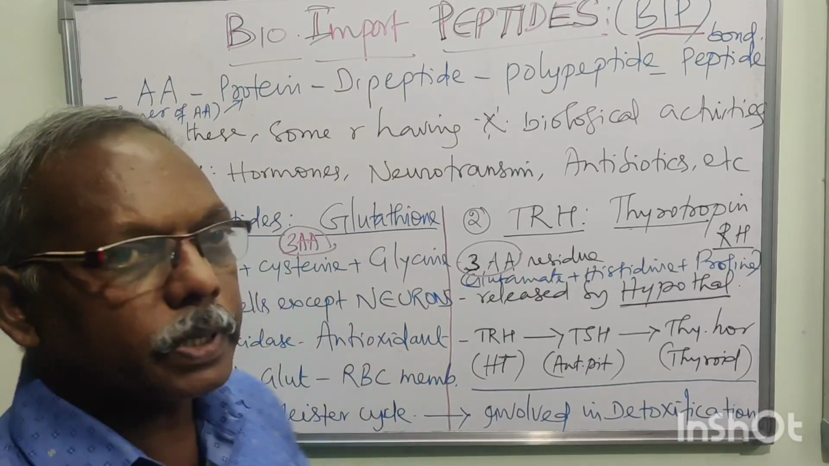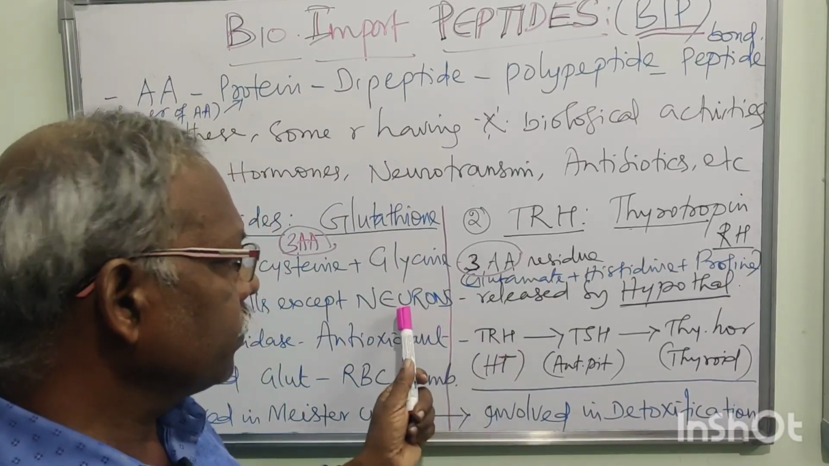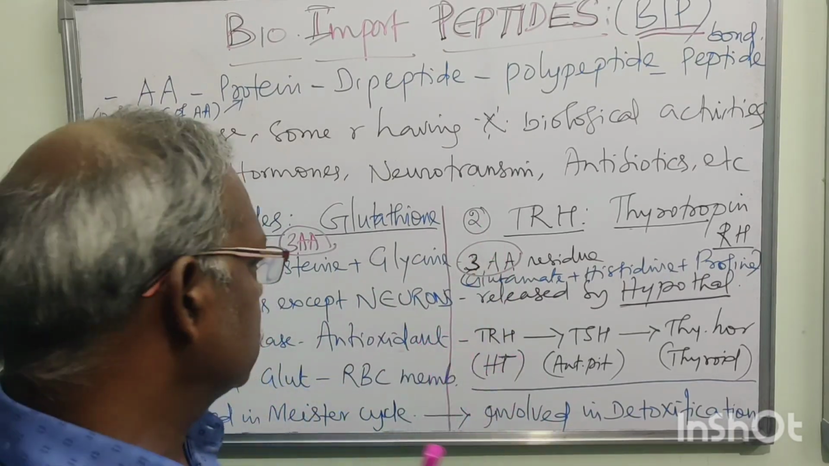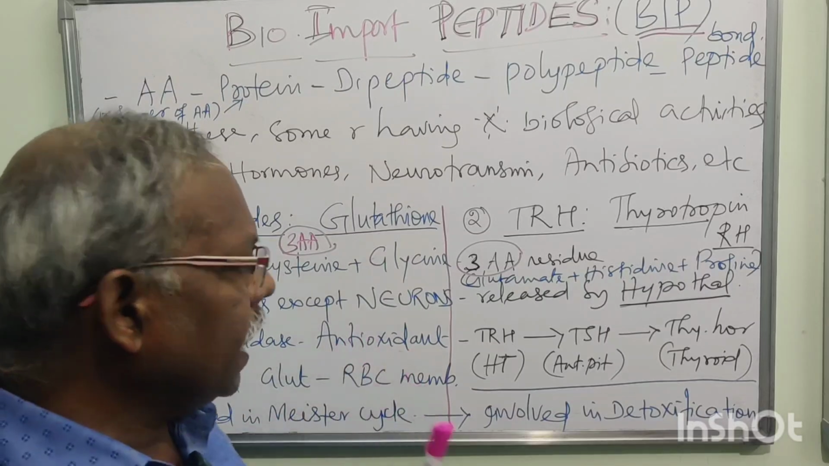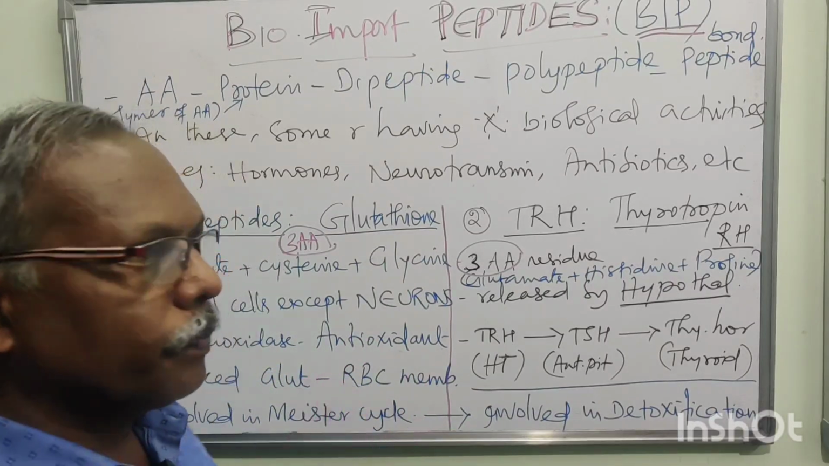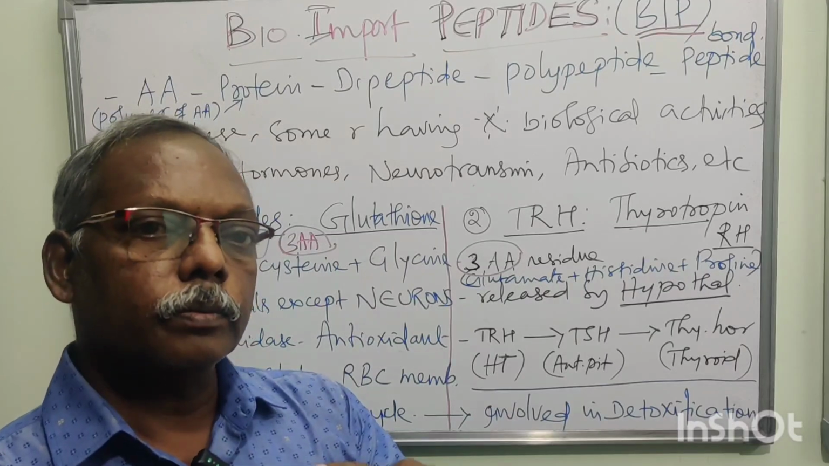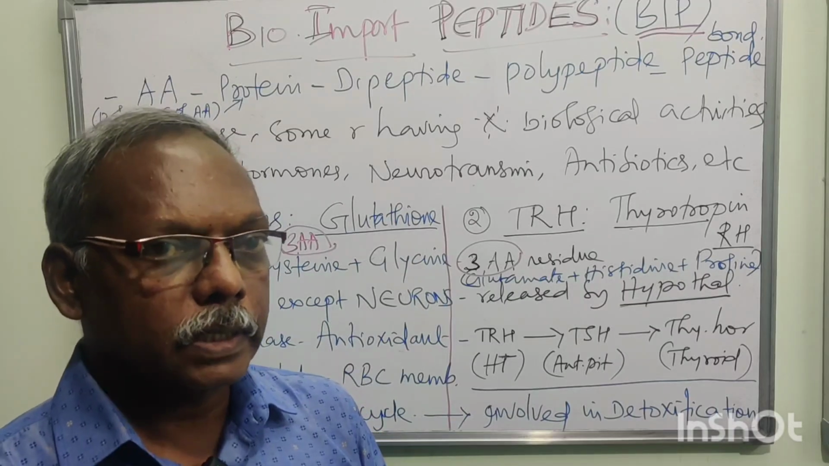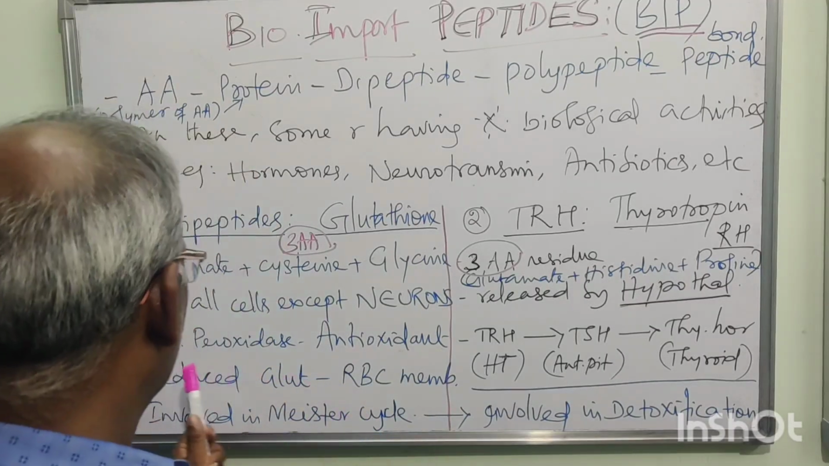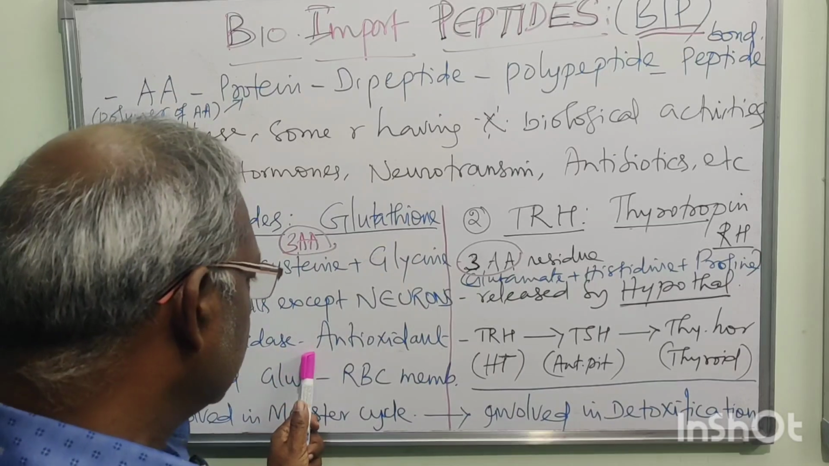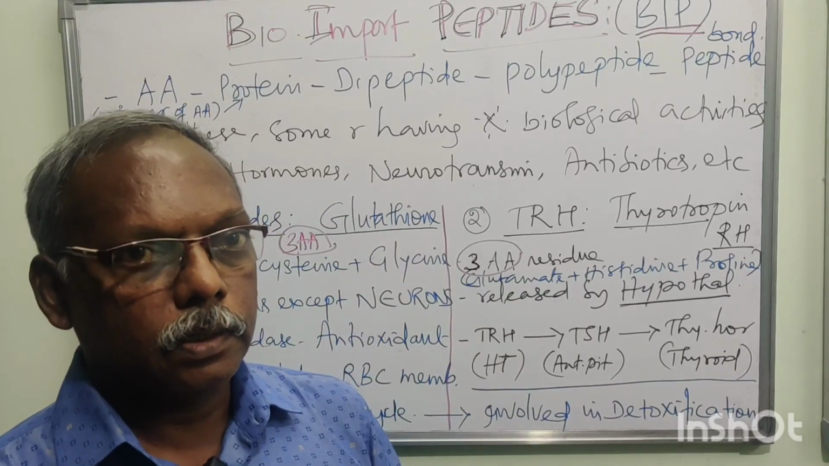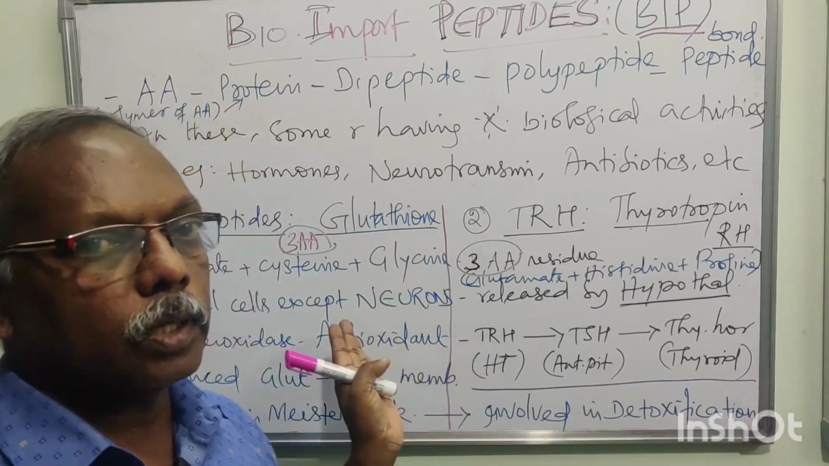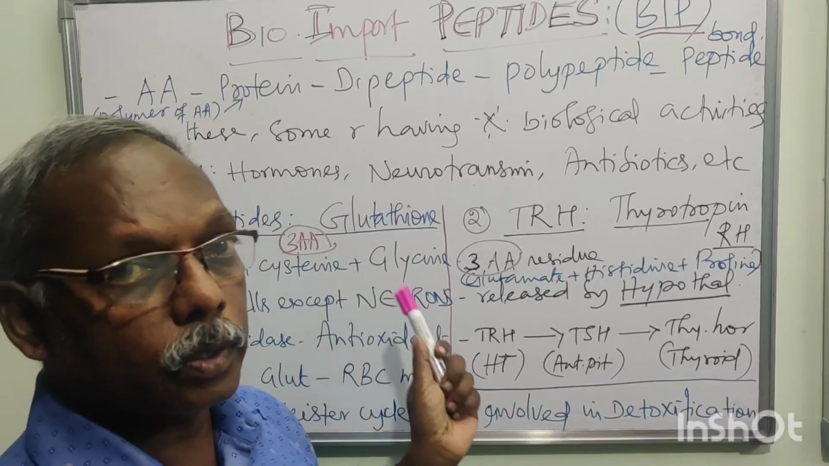Next, glutathione is present in all cells except neurons. That is why I am giving it as a separate point. Next are the actions of glutathione. For any peptide, first mention the amino acid number, second the composition, third two or three functions. Here, the enzyme glutathione peroxidase acts as an antioxidant. That means it removes free radicals. The free radical scavenging system is glutathione peroxidase, a very important function.